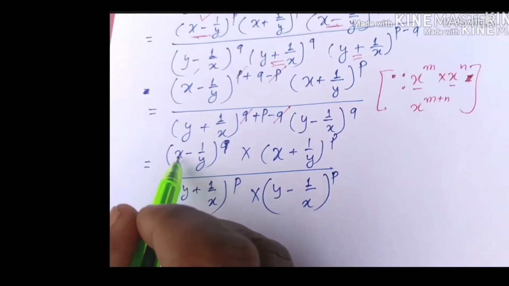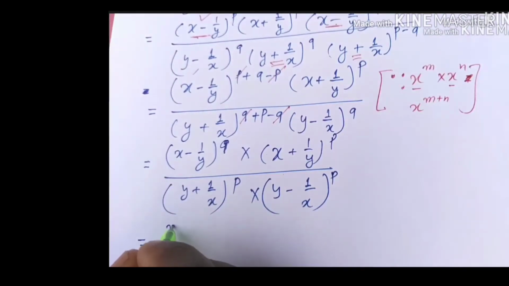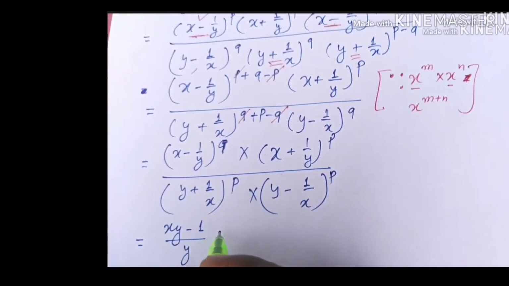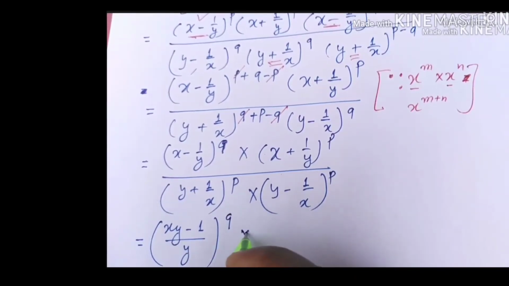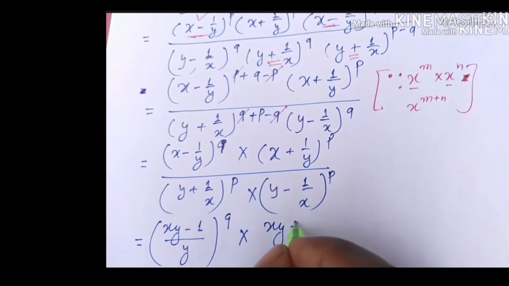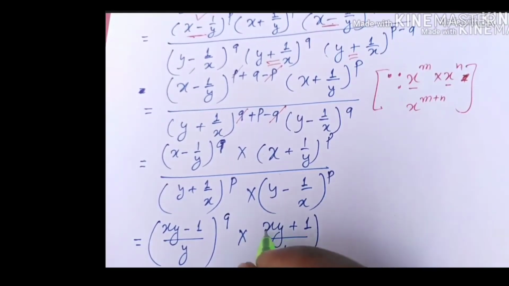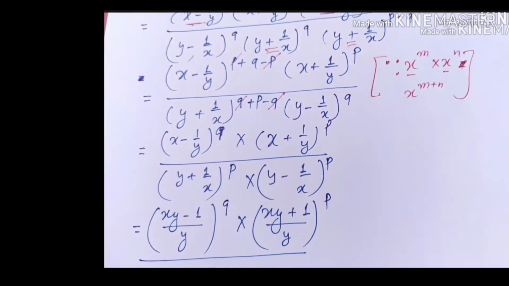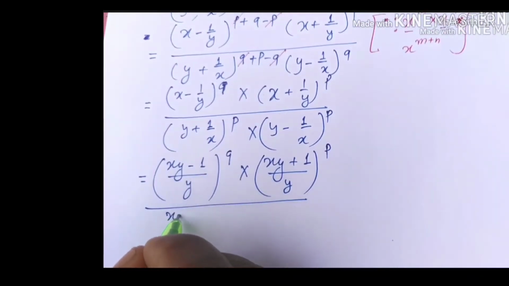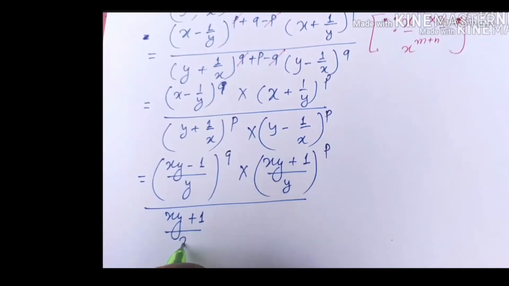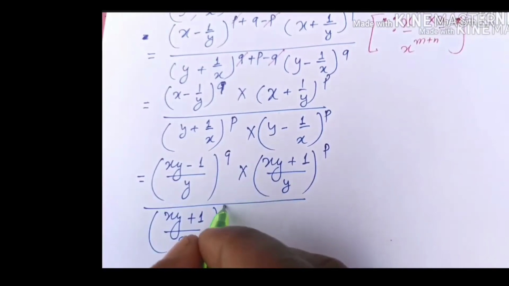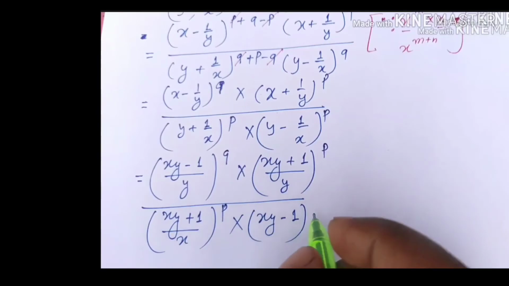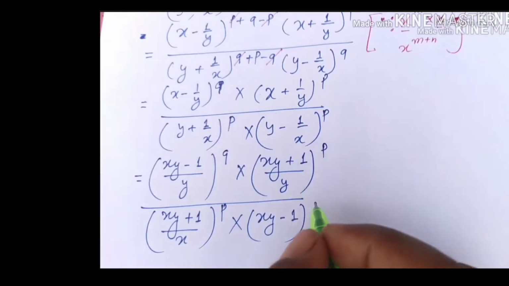Now this y multiplies with x times y, you will get (xy − 1)/y to the power q times (xy + 1)/y to the power p, and now x times y, (xy + 1)/x to the power p, x times y, (xy − 1)/x to the power p.